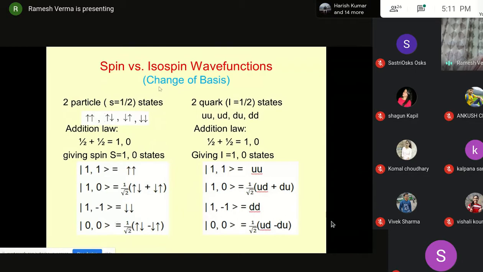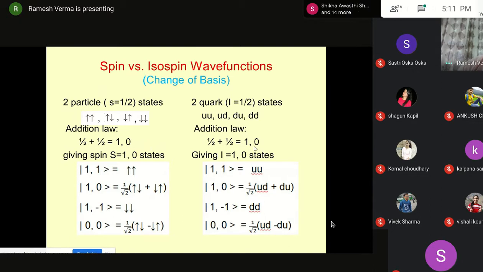And now, as we have already seen that isospin treatment is similar to spin, what you have to do is simply replace up by U and down by D. That is all you have to do. So there is a one-to-one correspondence here. Suppose I want to construct a two-quark state, then in general there will be UU, UD, DU, DD states. Again, I follow the addition law.